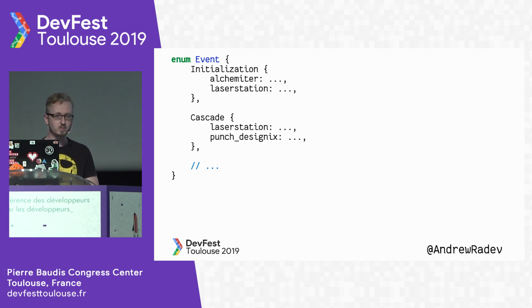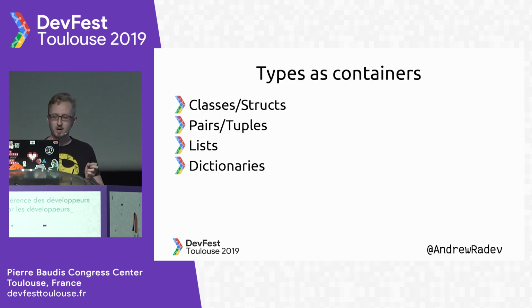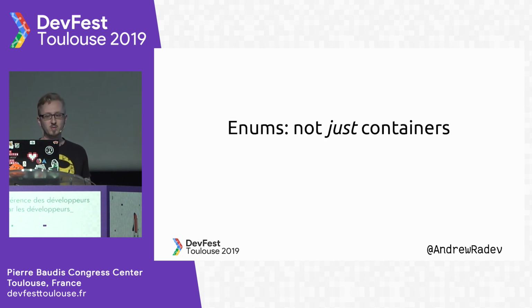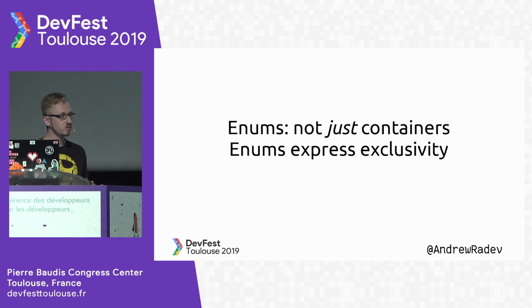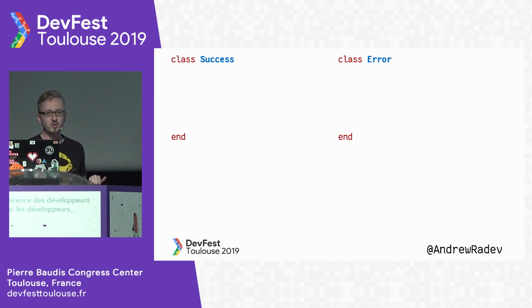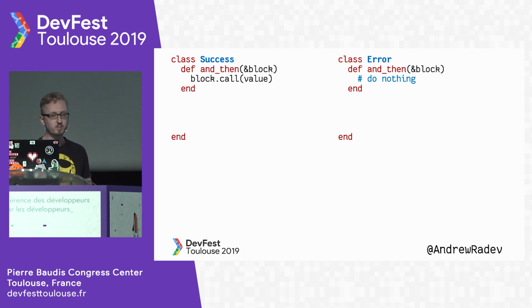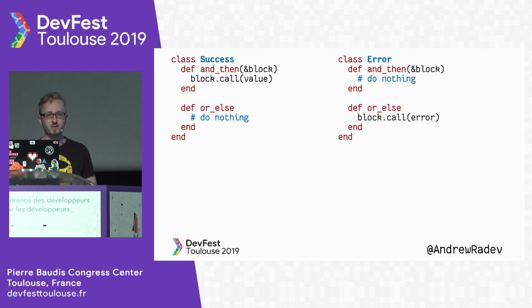Well, the dynamic language doesn't need an enum, kind of. You see, an enum is basically something that allows you exclusivity. Types in dynamic languages generally are containers, whether built-in classes or pairs or lists or whatever. An enum actually gives you the ability to say it is actually one of these things. It is not just a container for all of these things. And in a dynamic language, we wouldn't need that because we can just define both types. We can have a success type and an error type, and we can define both the and-then and or-else methods in the appropriate ways.